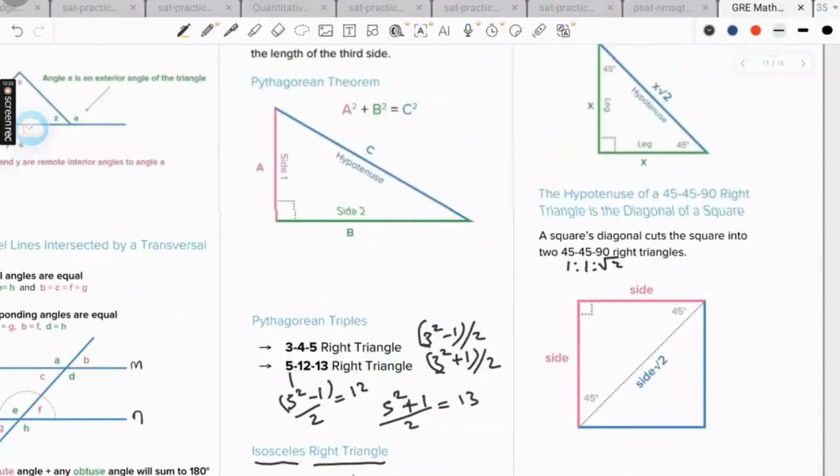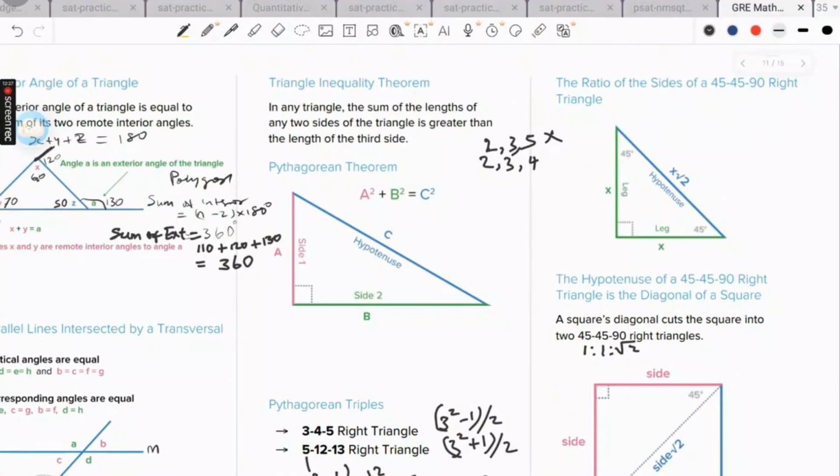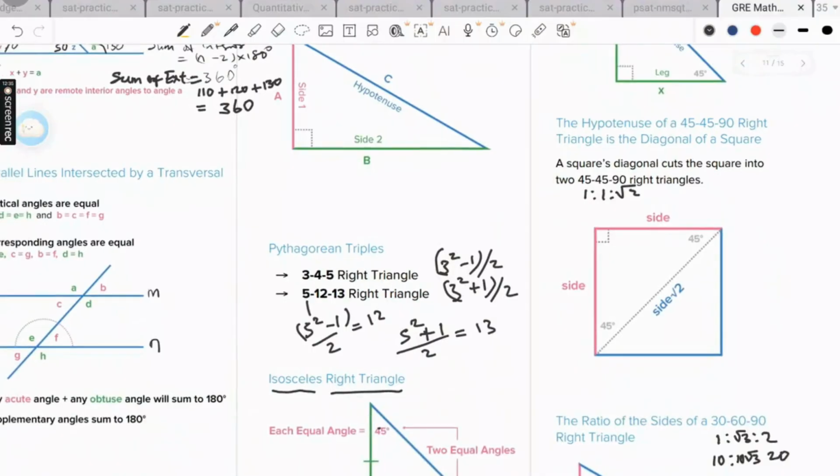In 45, 45, 90 degrees, the ratio is 1, 1, root 2. That is, if this side is 10, this will be 10, and the hypotenuse will be 10 root 2. That is it.